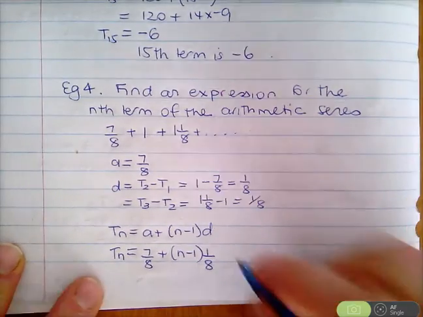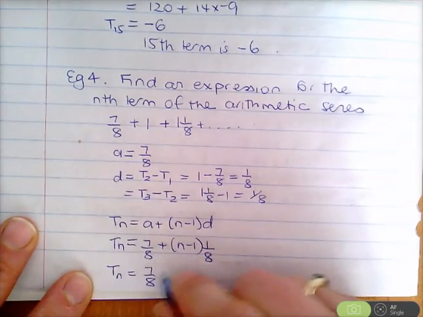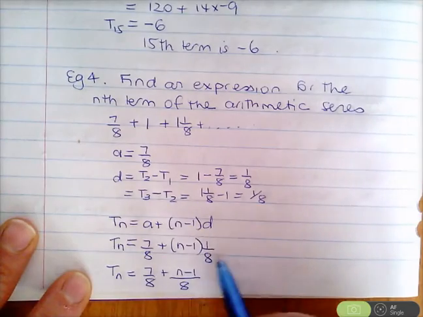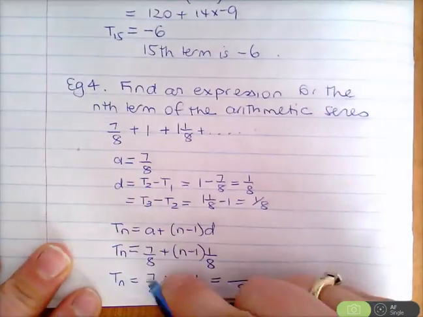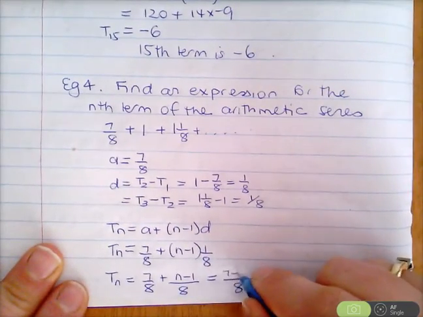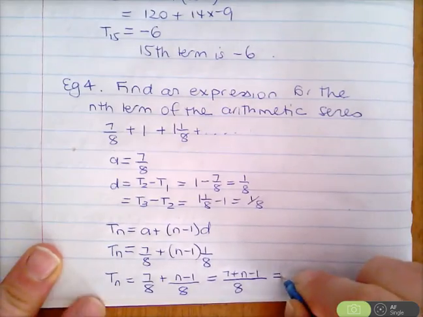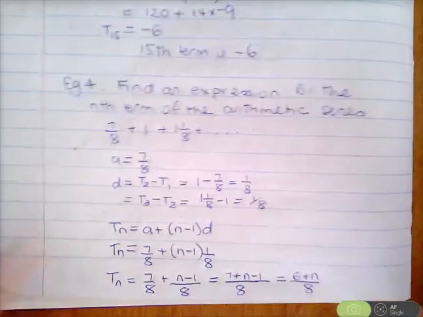Okay, so you could then write that as tn equals 7/8 plus n minus 1 over 8, or that's fine there, or you could put the 1/8 in front, okay? We've got a common denominator of 8, and just adding two fractions with the same common denominator, so it would be 7 plus n minus 1 all over 8, which is n plus 6, or 6 plus n over 8.